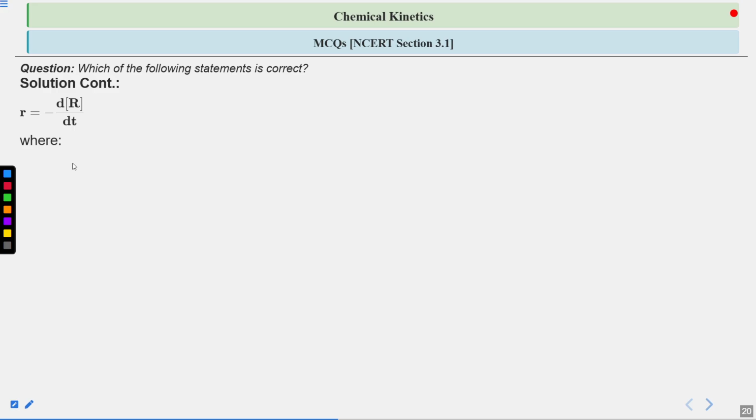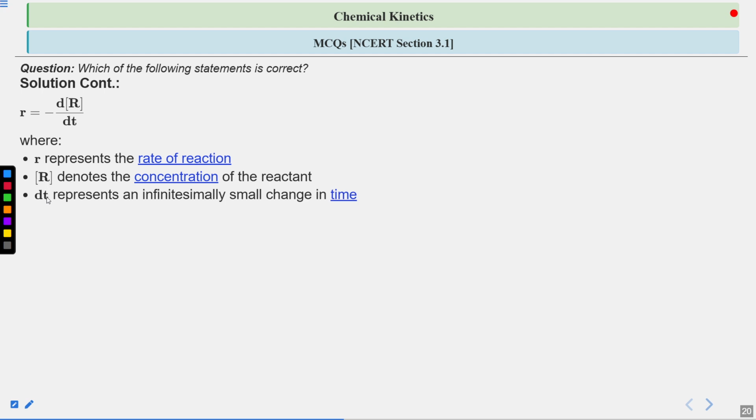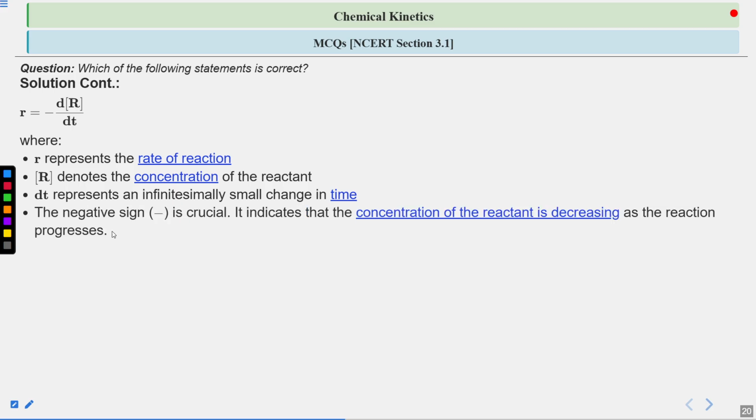where the small r represents the rate of a reaction. The capital R in the square brackets denotes the concentration of the reactant. The dt represents an infinitesimally small change in the time. And the negative sign is crucial. It indicates that the concentration of reactant is decreasing with time as the reaction progresses.